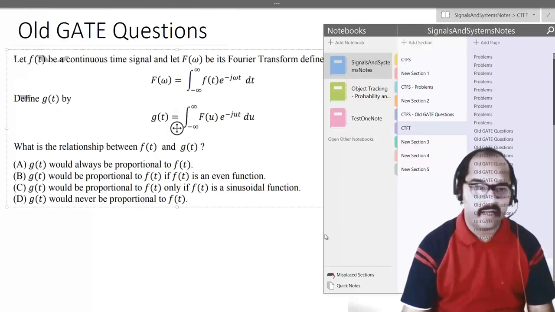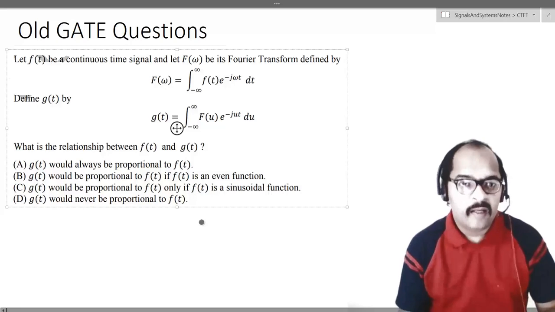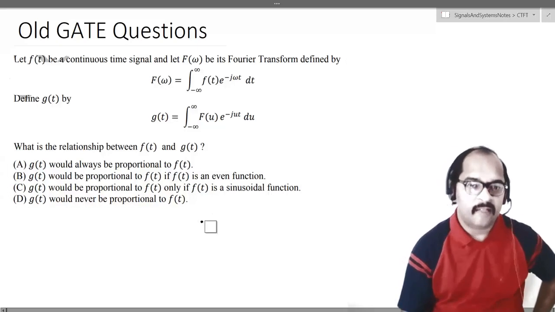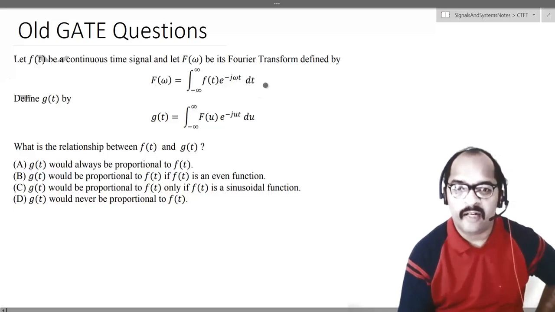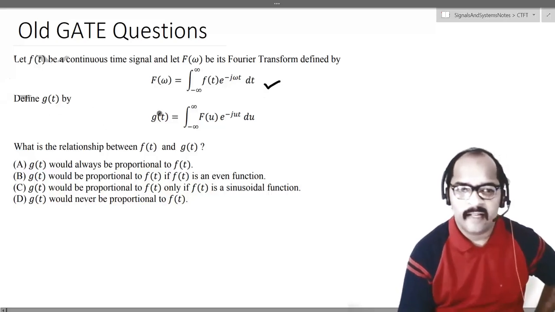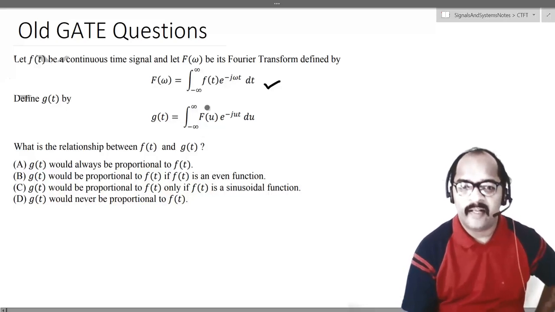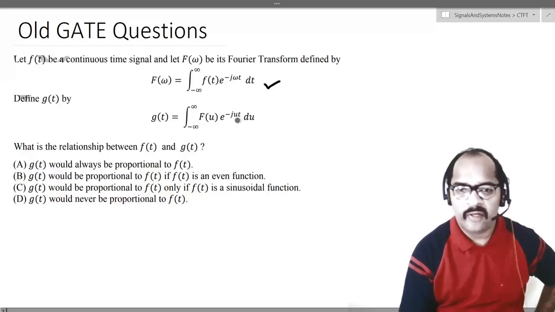Let's go on to the next problem, which is this. Okay, next question is this. Let f of t be a continuous time signal with Fourier transform F of omega, which is known by this. Next, g of t is defined as integral from minus infinity to infinity of F of u e power minus j u t du.